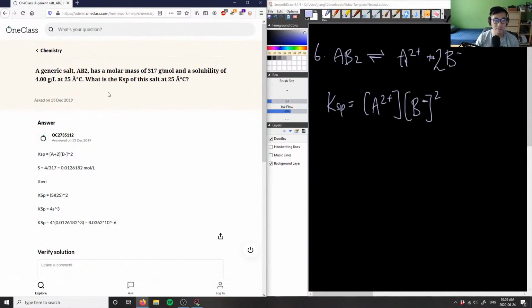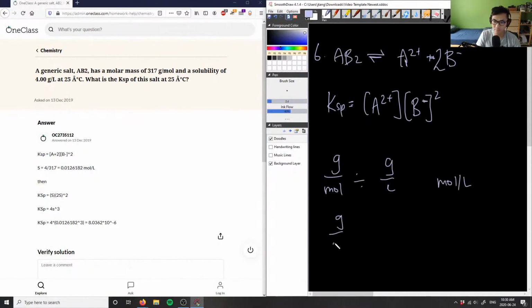What we want to figure out is the Ksp, so we first want to find the concentration of these ions. How do we figure out concentration? We have our molar mass, which is grams per mole, and the solubility, which is 4.00 grams per liter. We want to get moles per liter, because that represents our concentration. So I'm going to have to divide these two, so grams per mole multiplied by liters per gram.